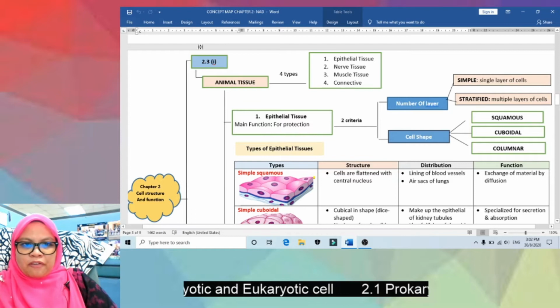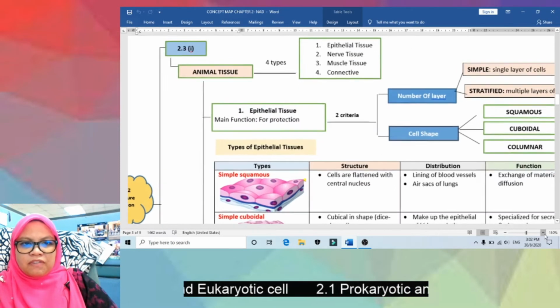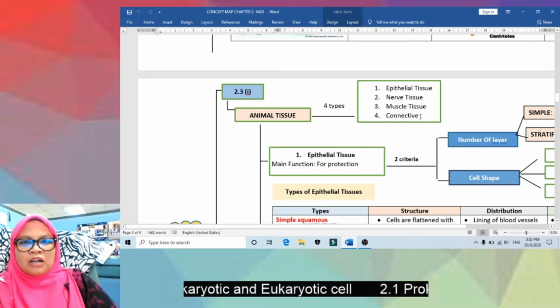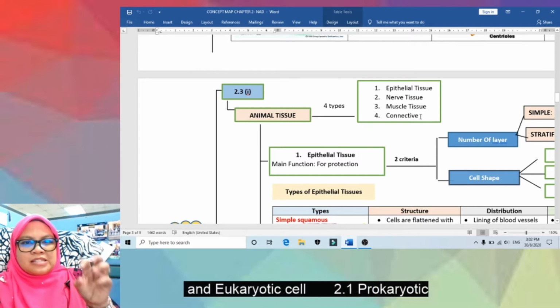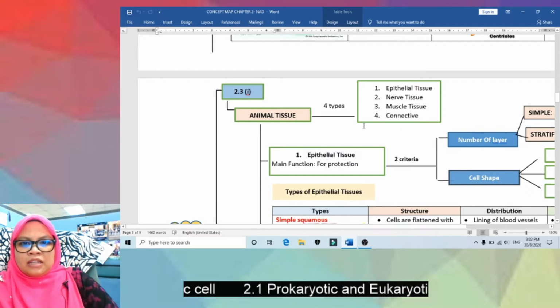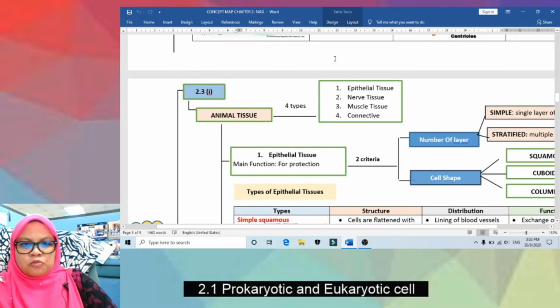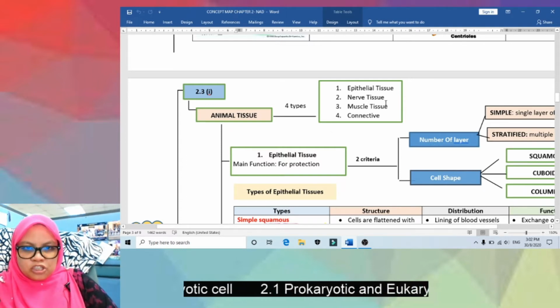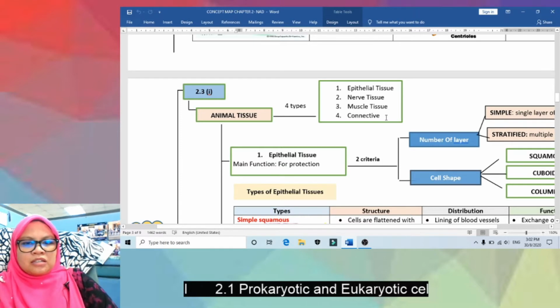So here, for animal tissue, as you can see, it can be divided into four types, which are epithelial tissue, nerve tissue, muscle tissue, and connective tissue. Before that, based on organization, we know the cells will group into tissue, and each tissue may have its specific function. So the four types of animal tissue are epithelial tissue, nerve tissue, muscle tissue, and connective tissue.